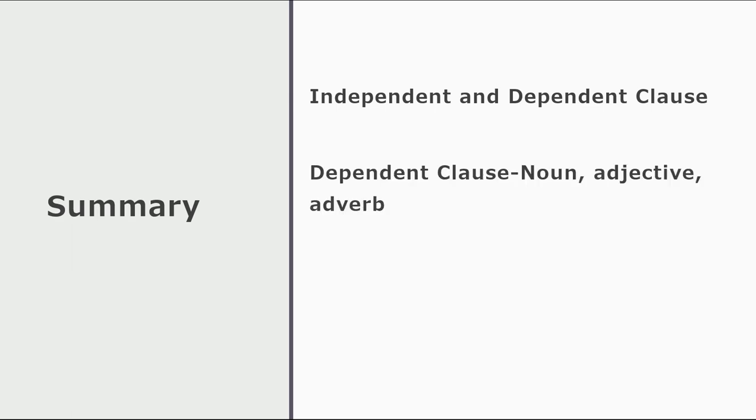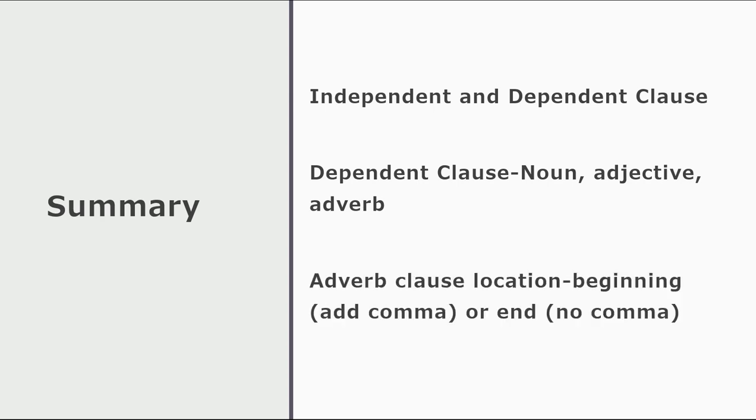Let's summarize. Complex sentences contain an independent and dependent clause. There are three types of dependent clauses: noun, adjective, and adverb. Adverb clauses can be located at the beginning, in which case a comma is necessary, or they could be located at the end, in which case no comma is necessary.